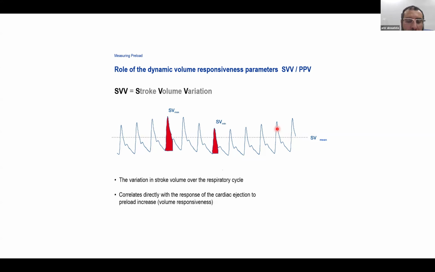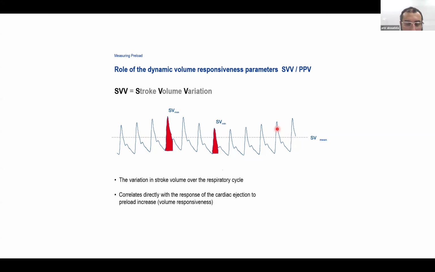Of course, you can understand that this variation is a normal physiological variation, because this is happening with the respiratory cycle during inspiration and expiration. But there is exaggeration of the normal phenomenon in the presence of hypovolemia, and there is a significant difference in the stroke volume size. This is reflected on the monitor, and it's an automated calculation. The monitor will come up with a number, so you can know from the number if you can give more fluid or not.